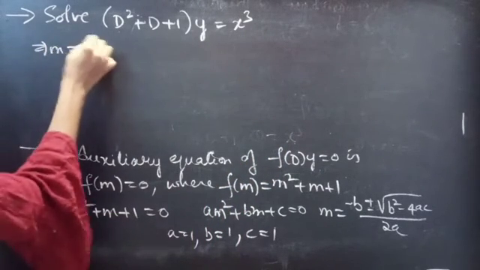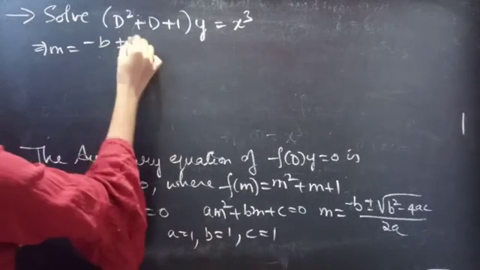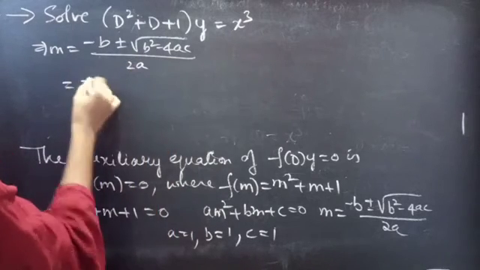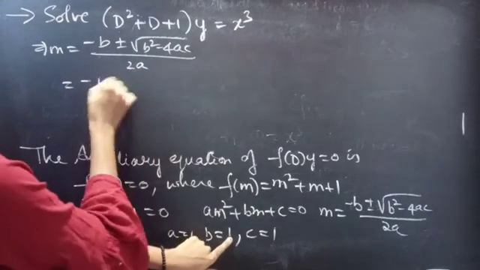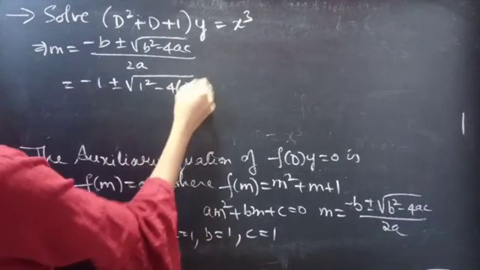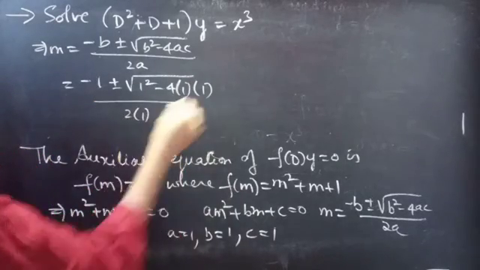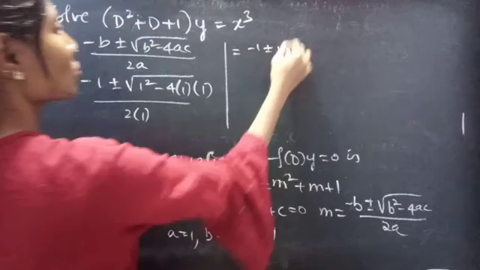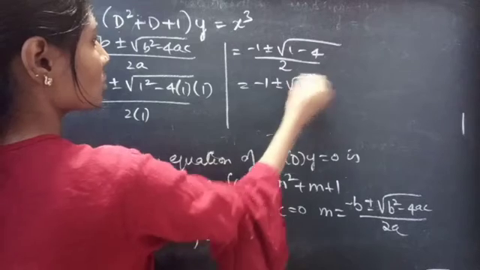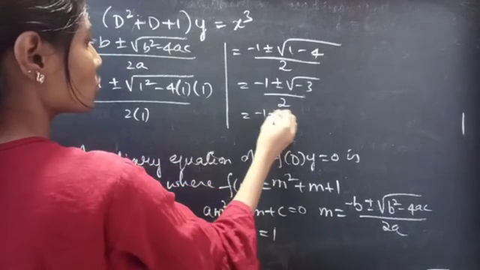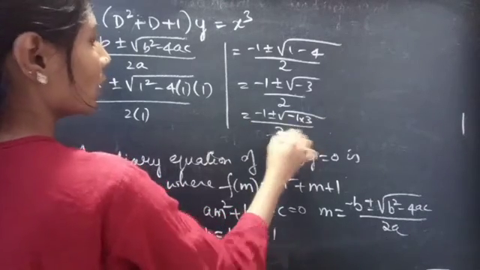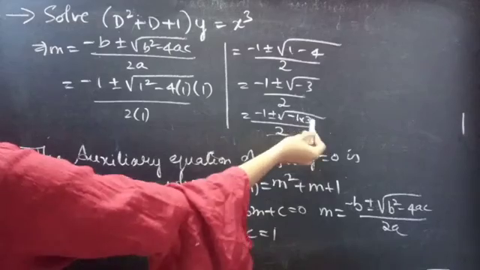Then m equals to minus b plus or minus square root of b square minus 4ac by 2a gives minus 1 plus or minus square root of 1 square minus 4 into 1 by 2 into 1, which is equals to minus 1 plus or minus square root of 1 minus 4 by 2, which is equals to minus 1 plus or minus square root of minus 3 by 2, which is equals to minus 1 plus or minus, you can write this minus 3 as minus 1 into 3 by 2.